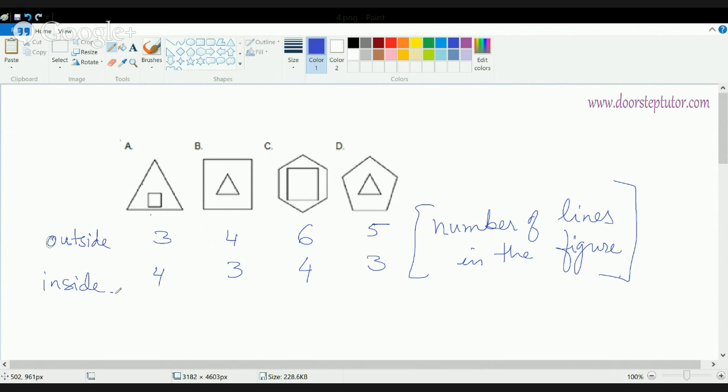Okay. Now as we can see directly from what we have written here, in all these three, the outside has much more number of lines as compared to inside. Okay. So it's only in example A that you have outside a triangle and inside a square, which is more number of lines. So choice A is the odd man out. Okay, and we can say that except choice A, all of the 3 figures are such that the outside number of lines is much more than the inside number of lines.